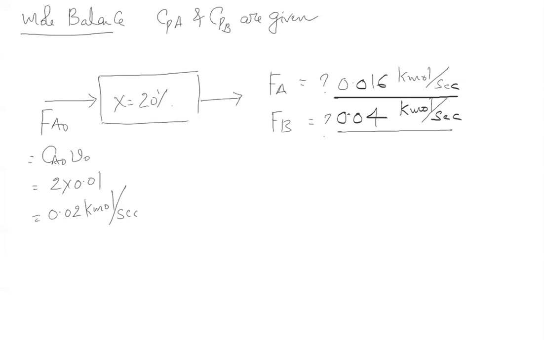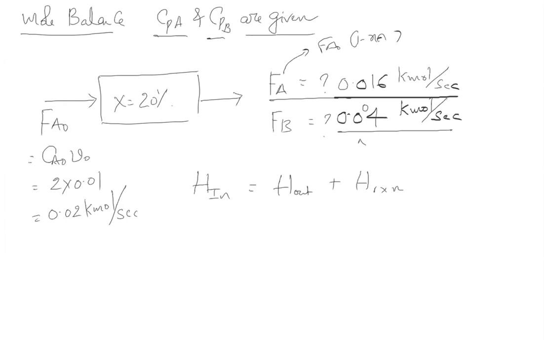Why am I writing A and B separately? Because Cp of A and Cp of B are given. In this problem it doesn't matter because Cp of A and Cp of B are the same, but if Cp of A and Cp of B are given differently, then you will face a problem. Heat enthalpy of reaction. Fb is 0.004. What is Fa? Fa naught into 1 minus Xa, unconverted. What is Fb? Fa naught into Xa.